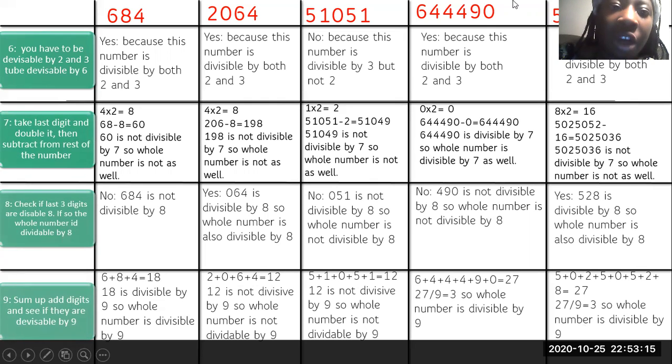So depending on if it's divisible by 9 or not, you have to add it just like 3. If it's divisible by 9, then the rest of the number is divisible by 9. If it's not, then it was not divisible by 9.